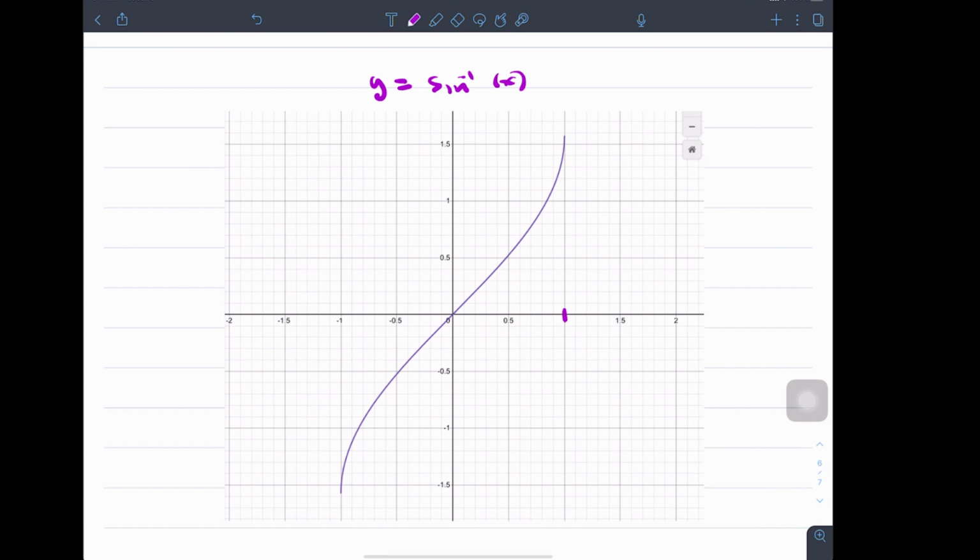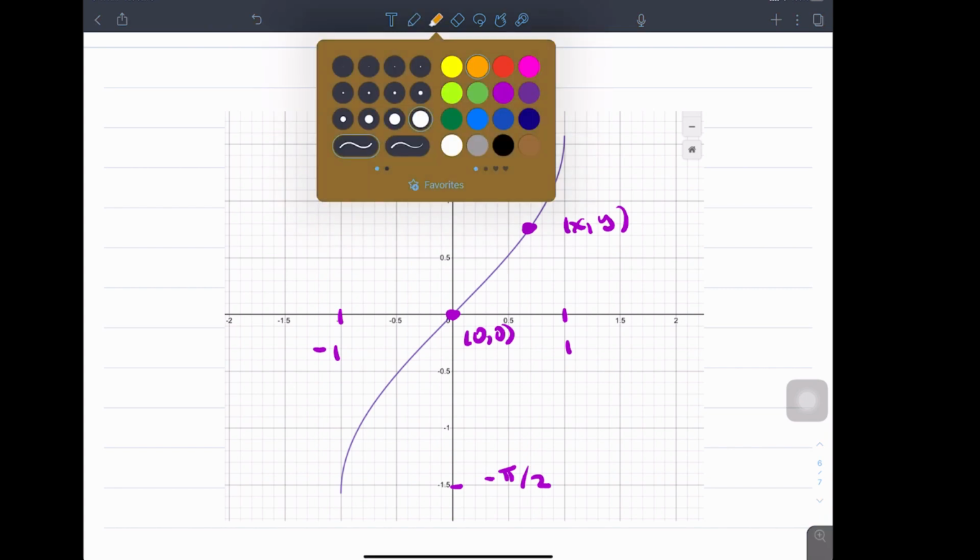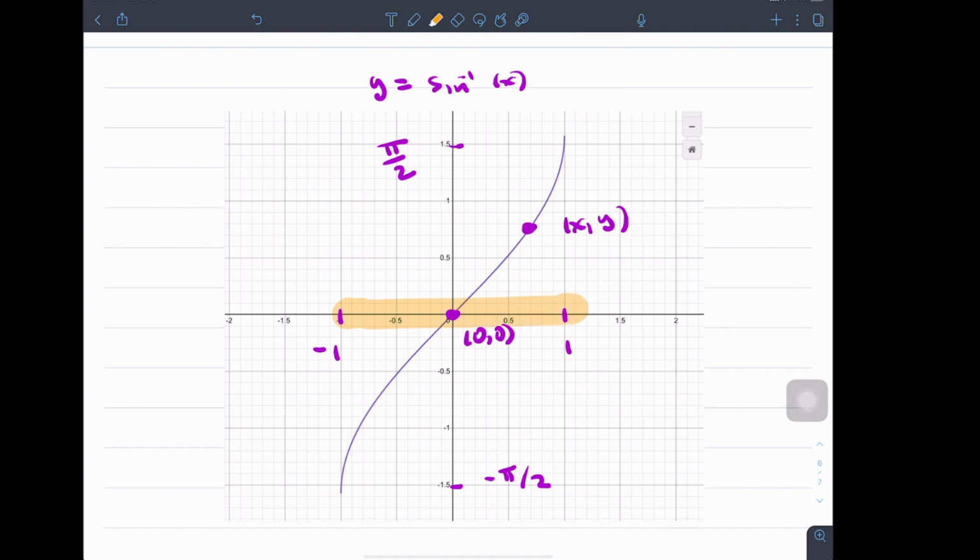But now you say, what is this? This is 1. This is -1. This is pi over 2. And this is what? Negative pi over 2. This portion has the address 0, 0. Okay, so every point on this curve has an x coordinate and a y coordinate. Down here is now the domain of the function, and then here's your range of the function.